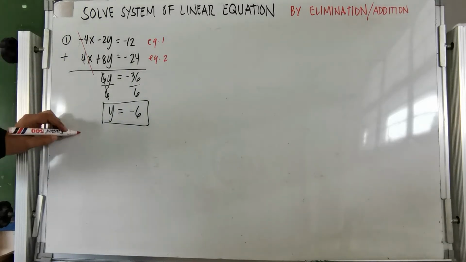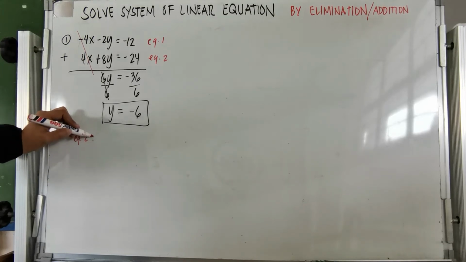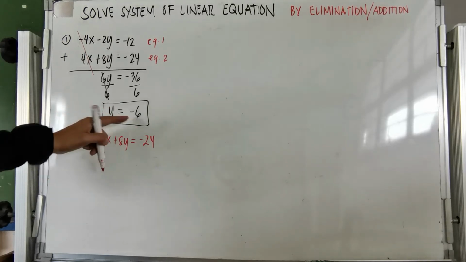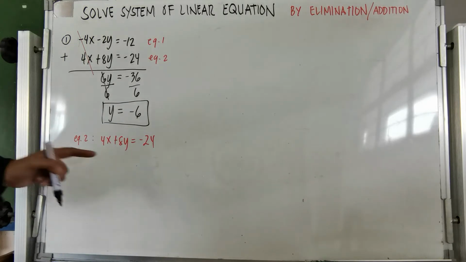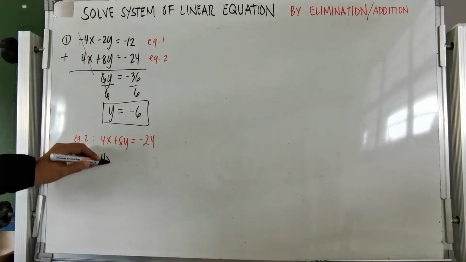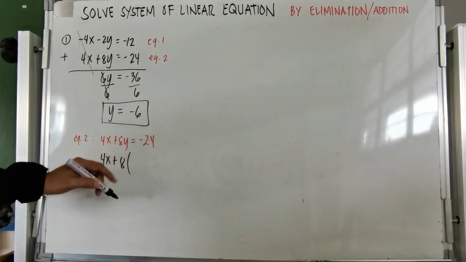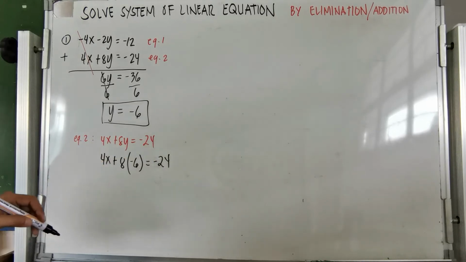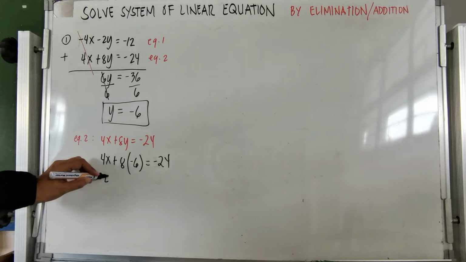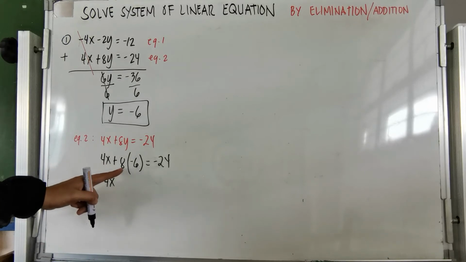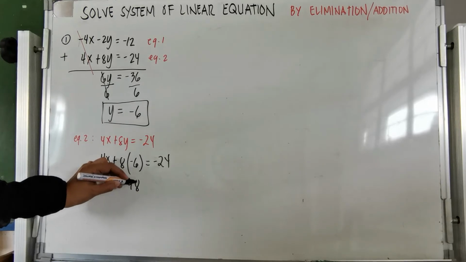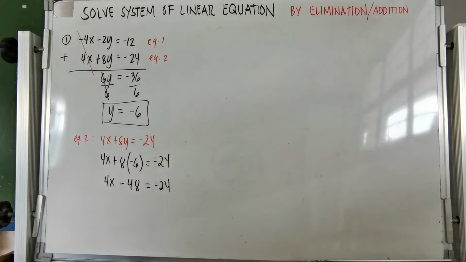Let's say I will use equation 2, which is 4x plus 8y equals negative 24 para i-substitute yung negative 6. So, instead of writing y, 4x plus 8, isa-substitute ko na yung value niya na negative 6. Then, simplify. I have 4x. Then, positive 8 times negative 6, we have negative 48 equals negative 24.